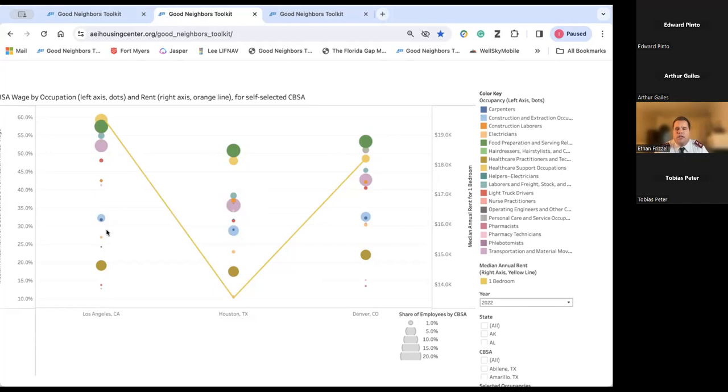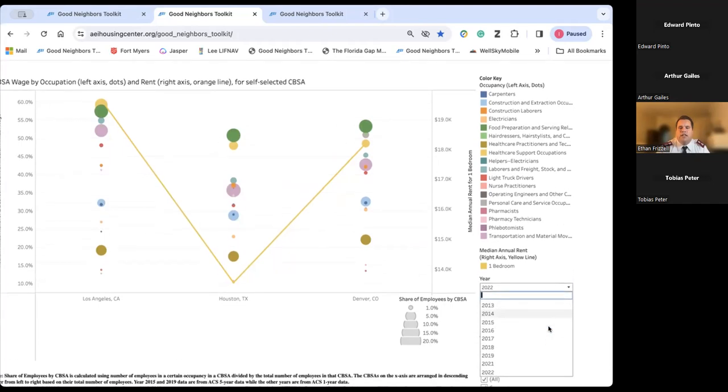And so this tool has become very useful for us. We're very appreciative of it. But you can also look at the years here. So you can change years like in the other ones.